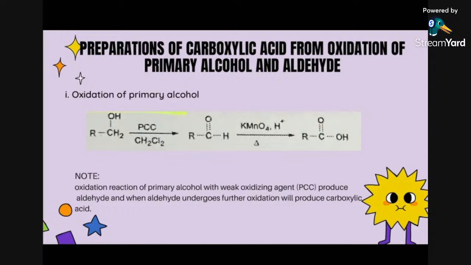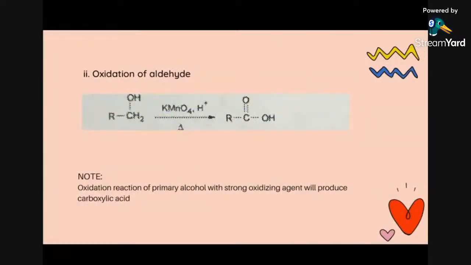So the first one kita tengok of primary alcohol. Okay, kita tengok dari sini. Oxidation reaction of primary alcohol with weak oxidizing agent, which is PCC, will produce aldehyde. So sini adalah aldehyde. When aldehyde undergoes further oxidation, will produce carboxylic acid. So sini barulah carboxylic acid. So oxidation reaction of primary alcohol with strong oxidizing agent will produce carboxylic acid.